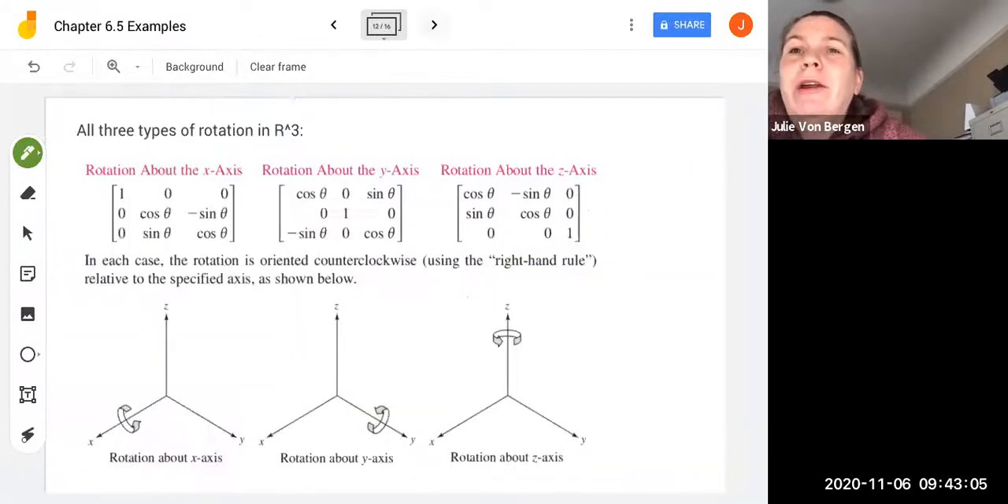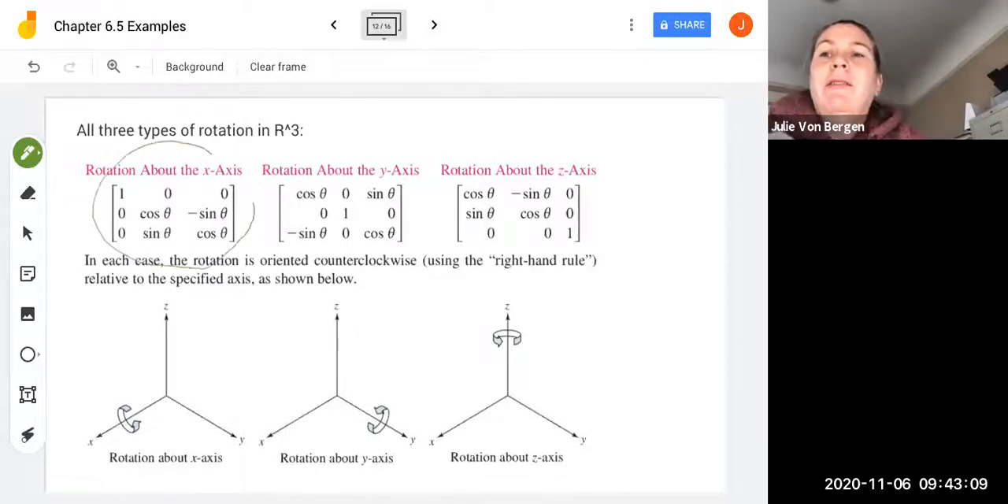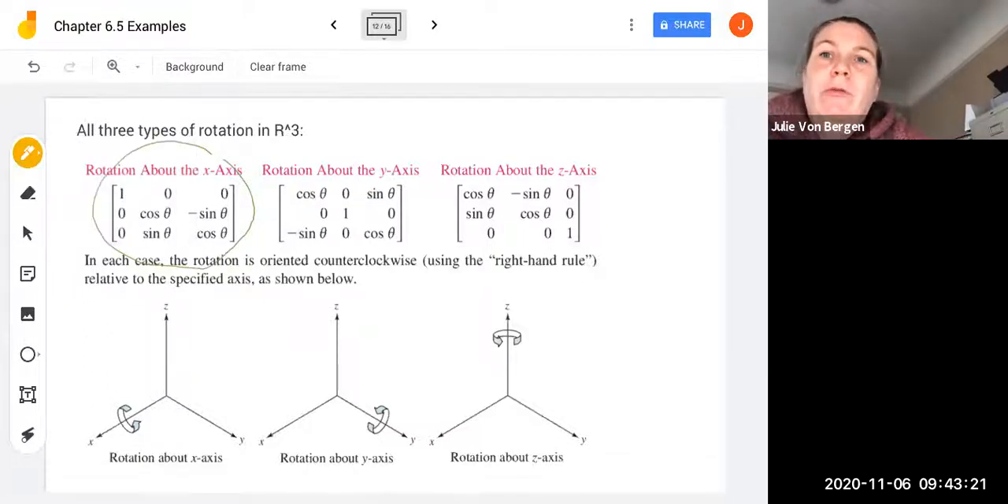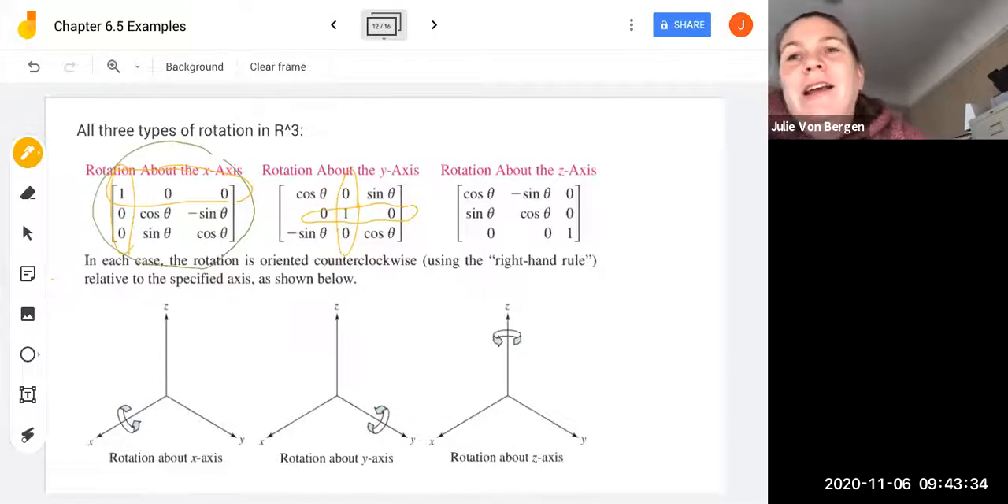So there's three ways we could rotate in R3. We could rotate about the x-axis. So then in our matrix, the cosine, negative sine theta now shifts to the second row, and the sine theta, cosine theta shifts to the third row. And notice, since the x-axis remains unchanged, we have 1, 0, 0 in the first column and the first row here. And then you'll see that when we rotate about the y-axis, we maintain the 0, 1, 0 in the second row and second column.